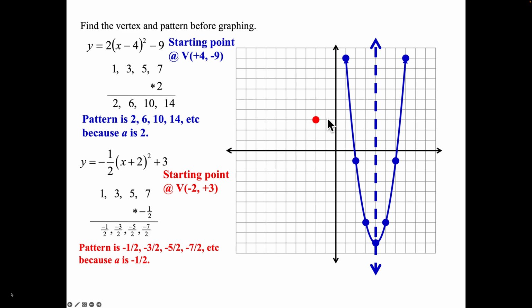So 1 to the right, down half a square. 1 to the right, down 1, 2, 3 halves. 1 to the right, 1 halves, 2 halves, 3 halves, 4 halves, 5 halves. 1 to the right, down 7 halves. 1 half, 2, 3, 4, 5, 6, 7 halves. Let's see, 9 halves, will that fit? 1 to the right, down 1, 2, 3, 4, 5, 6, 7, 8. 9 halves fits. Line of symmetry, flip them over. Draw my curve. There's my parabola.